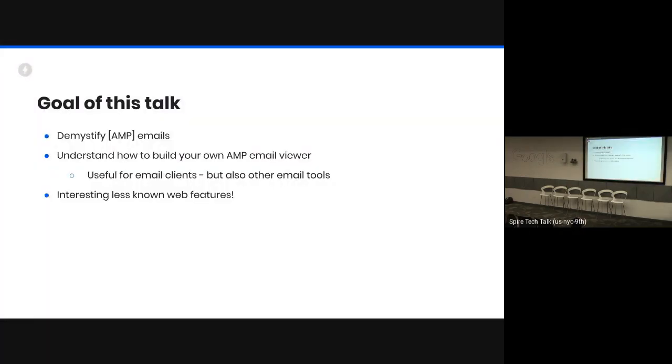Now, the idea behind this talk is primarily to demystify emails and how AMP fits into this email ecosystem. You're all AMP contributors, so you're familiar with AMP, and I would just like to explain the difference between AMP for websites and AMP for email, and what are the additional considerations that you need to take if you're developing AMP emails. Ideally, after hearing this talk, you would be able to build an AMP email viewer, something that would display an AMP email, which is especially useful if you're an email client. But I believe this knowledge is useful for any tool that's related to AMP emails.